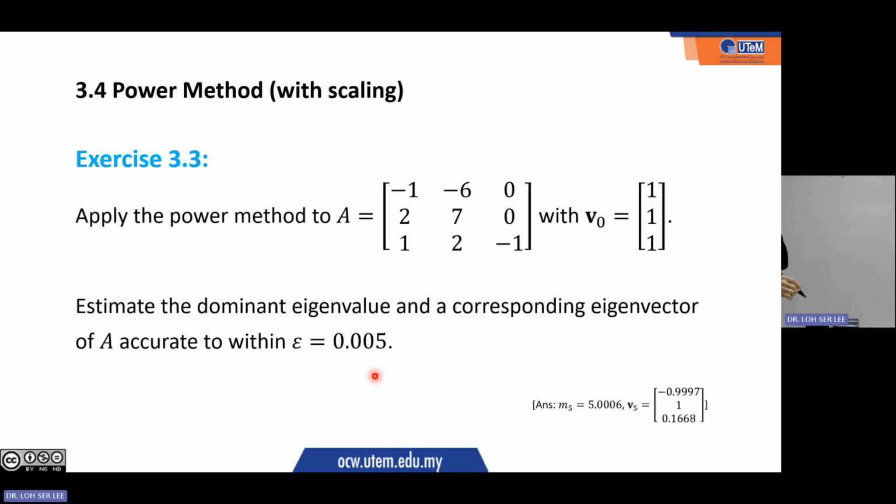Okay, so we will compute for AV0. We compute for AV0. Until when? Okay, A, -1, -6, 0, 270, 1, 2, -1. Okay, and then V0 is all 1. Okay, then get the value. Use all decimal places because it doesn't state how many decimal places, so we use 4.